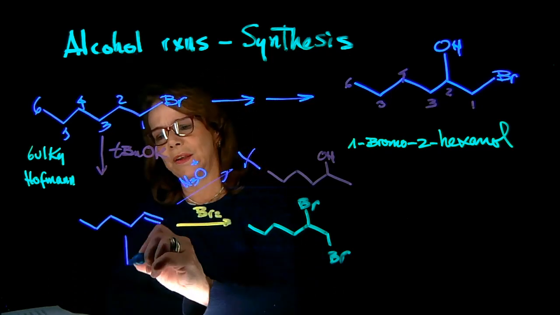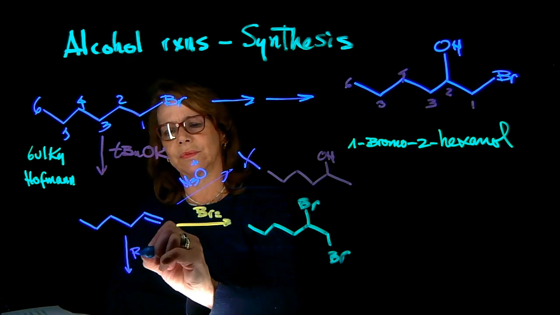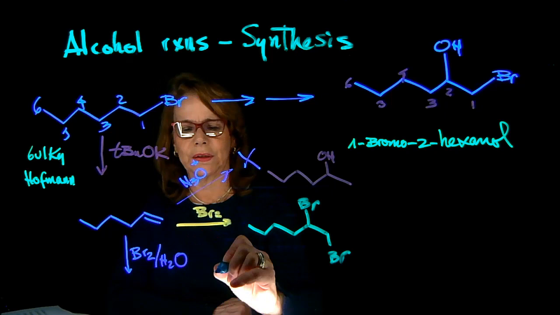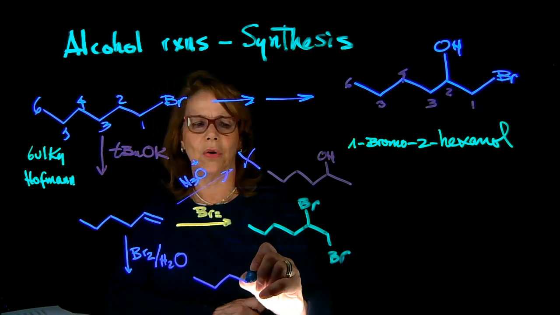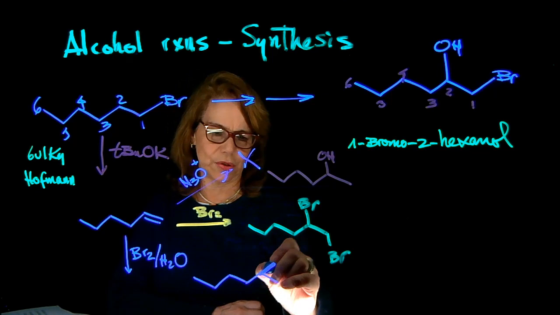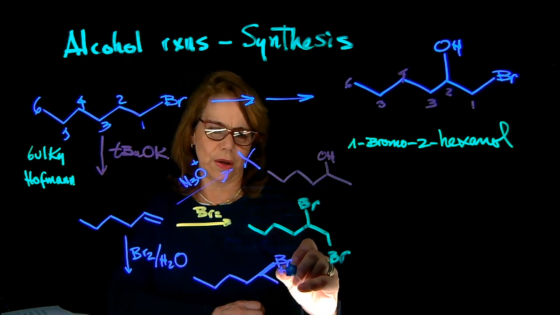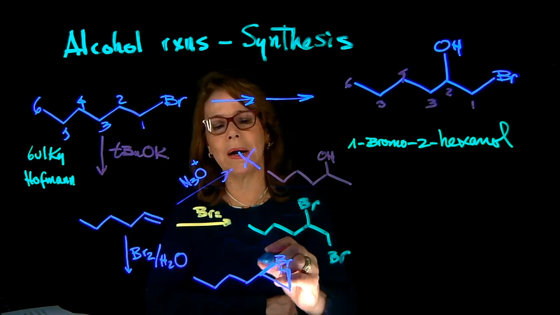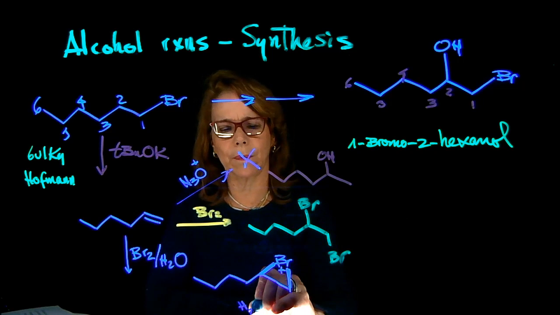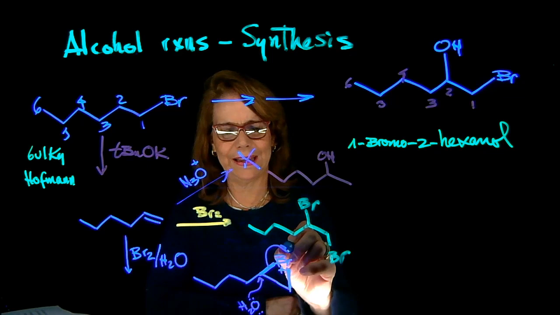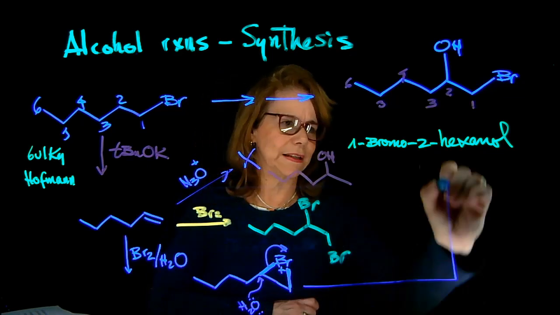So here, if you did this reaction, bromination, and use water as solvent, remember that the reaction will go through a bromonium intermediate, similar to what we have in the bromination, of course. But then you will have the nucleophilic attack not by bromide, but by water in this carbon. And that will give you the desired product.